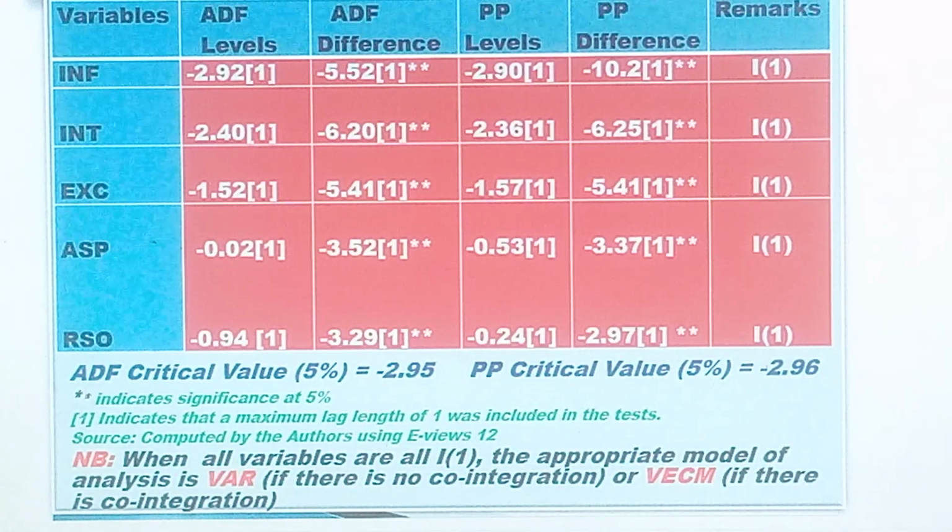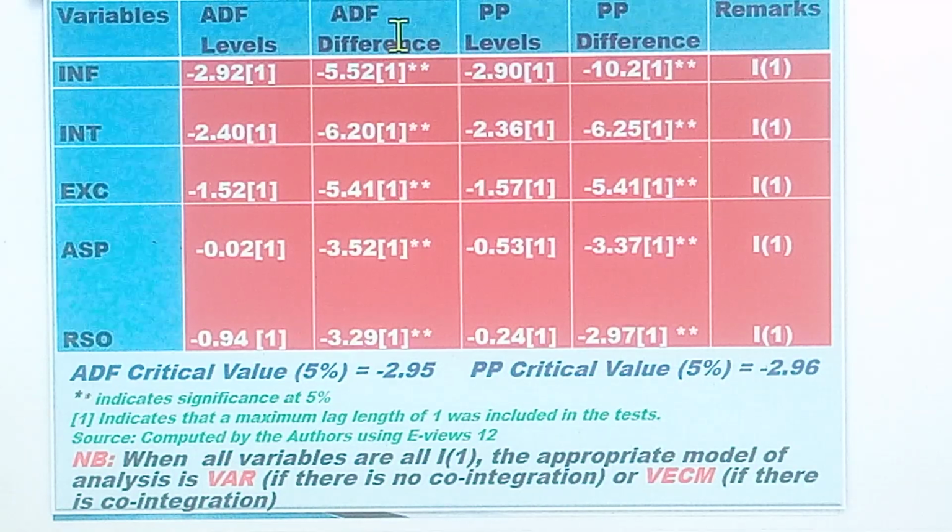Okay, in this table, I have 5 variables: inflation, interest rate, exchange rate, asset price, and real sector output. Then I conducted 2 categories of tests: the ADF at levels and the ADF at first difference. Then I also conducted PP, that is Phillips-Perron, at levels and Phillips-Perron at first difference, and this is the remark. This is my order of integration of the variables.